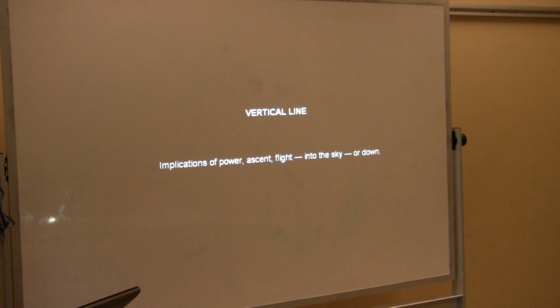Vertical line implies a certain amount of power. I mean, when we stand up, we're vertical, and we have a certain amount of power when we're vertical. If you look at it in basic psychological terms, I'm not going to be a threat to you if I'm lying down, but I'm potentially a threat to you if I'm standing up. So you're aware of things that are vertical. It also talks about ascent, you know, standing up, going up, flying into the sky, or going down.